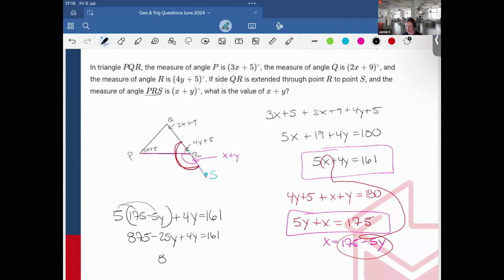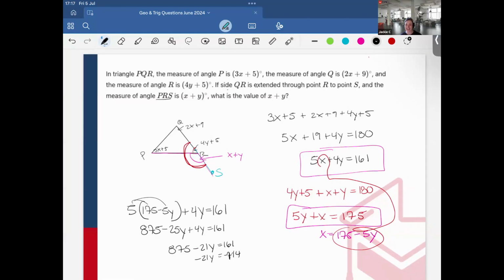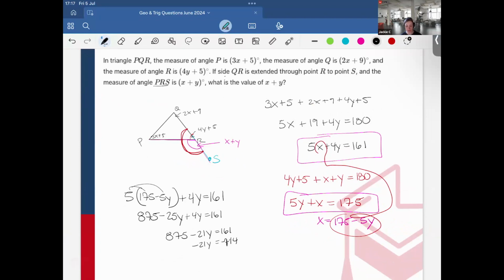Combine the y, so I'm left with 875 minus 21y is equal to 161. Subtract the 875 from each side. So I would have negative 21y is equal to negative 714. Now divide each side by negative 21, and I get that y is equal to positive 34. Okay, and now I know what y is equal to, so I can just go back to any one of the equations. Let's go back to 5y plus x. That is equal to 175. I'm going to now substitute in the y, that is 34. And then we can get our x value.